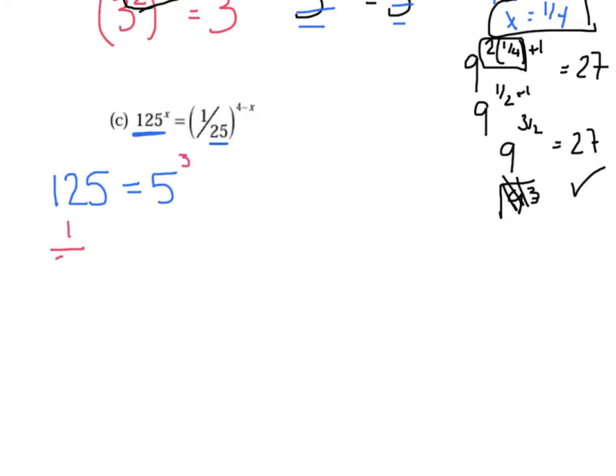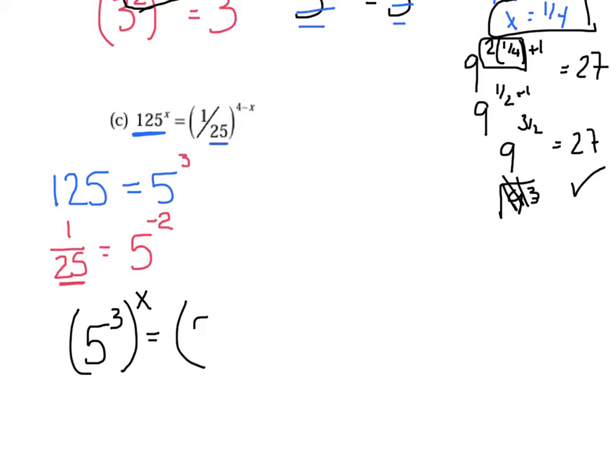Now how about 1 over 25? All right, I know it looks scary, but remember, when you see a fraction, that means your exponent was negative. So 5 to the negative what power gets me 25? Well, the 25 tells me 5 squared, so I'm going to say that's 5 to the negative 2. All right, so now I just replace them. I'm going to replace the 125 with 5 cubed, substitute it, and leave that x up there. I'm going to replace the 25 with 5 to the negative 2, substitute it with parentheses, and keep it to the 4 minus x. So I just basically replace that and replace that.